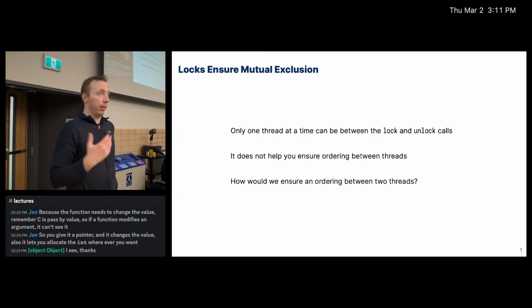You won't get any weird, unexpected results or anything like that. But the problem with just having locks as your only synchronization is, well, maybe I want to actually ensure some type of ordering between threads. So how could I do that? We already know a little bit about how we could ensure some type of ordering between threads based off what you've hopefully implemented in Lab 3. Like if I want one thread to definitely finish before another thread.